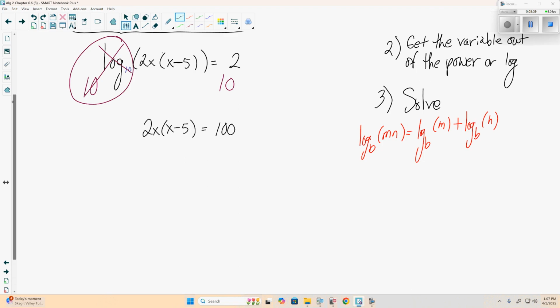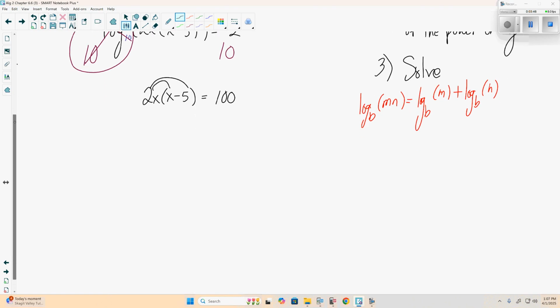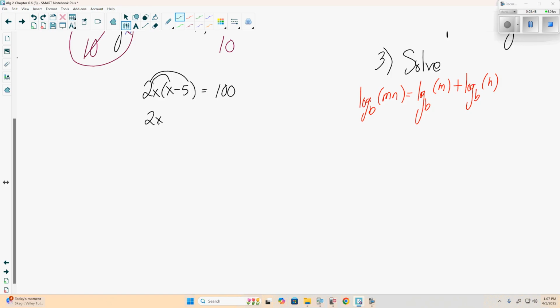Questions on this here? At this point here, we do need to distribute the left side of this here. 2x times x is 2x squared. 2x times negative 5 is negative 10x.